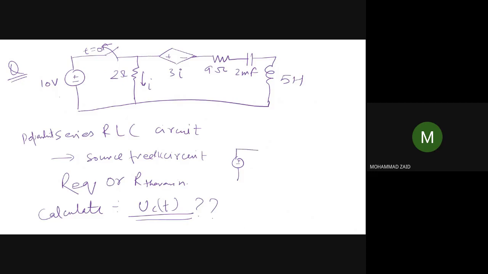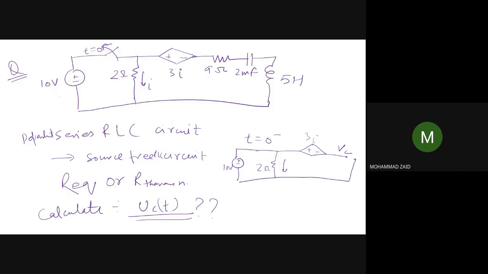So at t equal to 0 minus, we can say what the circuit condition was. There was a 10 volt source and a 2 ohm resistance in which some current was flowing, and there was a dependent source plus minus 3i, and the rest of the circuit was open circuited. What will be the value? Because no current was flowing, there is no drop. The inductor doesn't come into the picture, and this 9 into 0 also becomes 0.